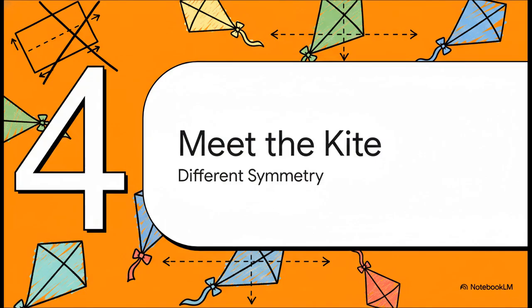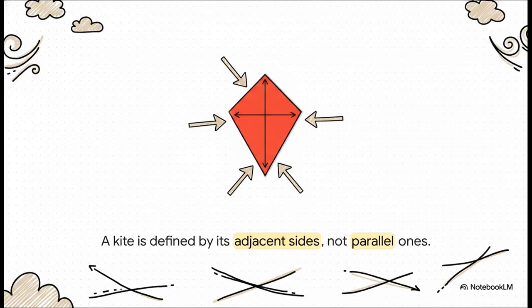Now let's totally shift gears and say hello to our second shape of the day, the kite. It's another 4-sided figure, but as you're about to see, its properties are in a completely different universe. Okay, the very first thing you need to know about a kite is that it has 0 pairs of parallel sides. None.